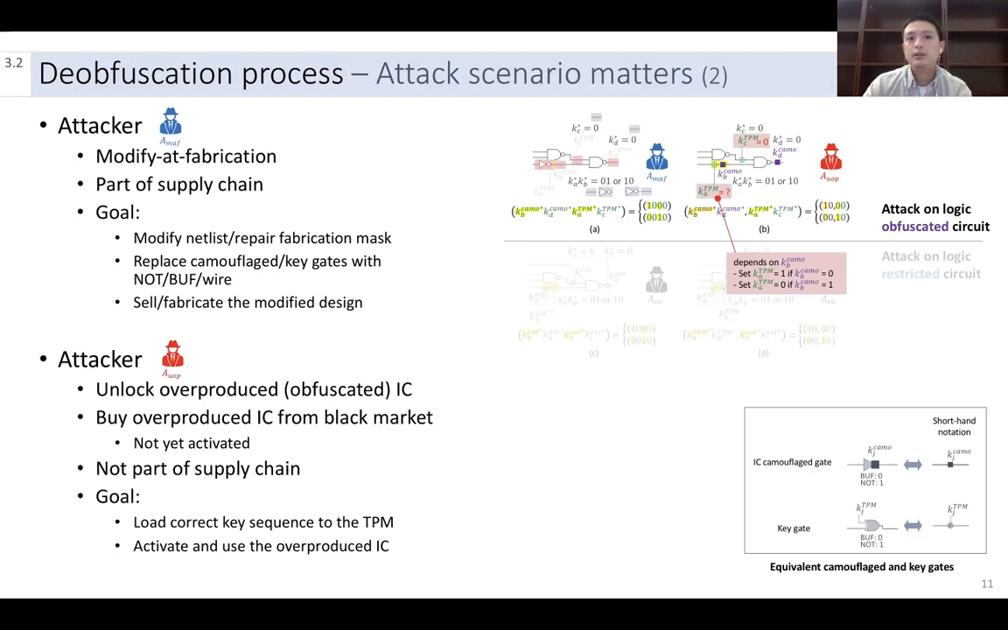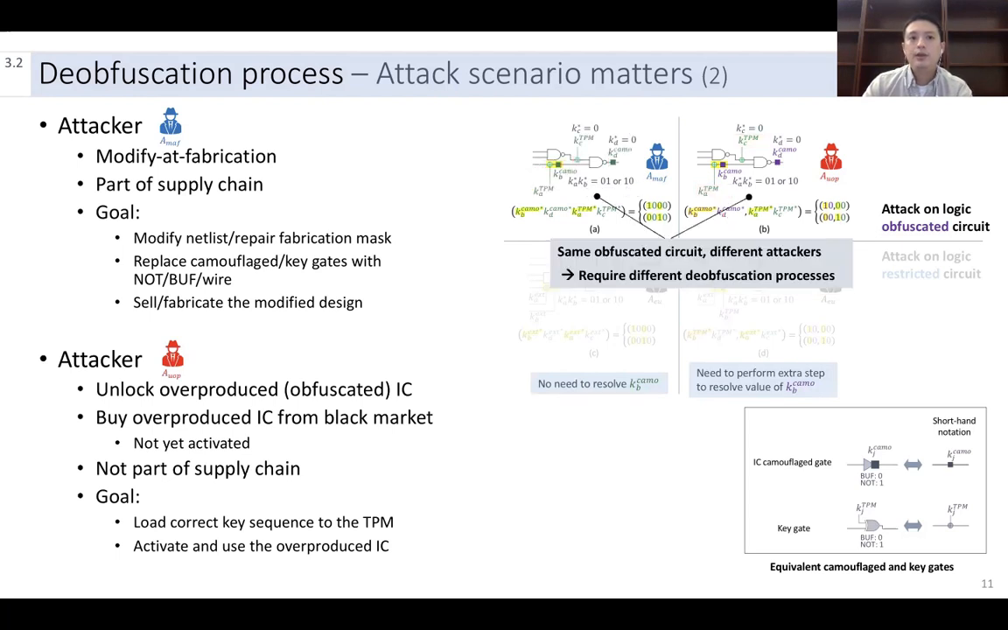However, there is a complication because the value of KA TPM depends on the value of KB camo. The red attacker needs to perform some extra steps to resolve KB, whereas the blue attacker on the left does not have to. So here we have the exact same obfuscated circuit, but the deobfuscation process plays out differently for the two attackers. This is due to the presence of some unchangeable secret key. For the red attacker, KB camo is unchangeable, but for the blue attacker, KB camo is changeable.